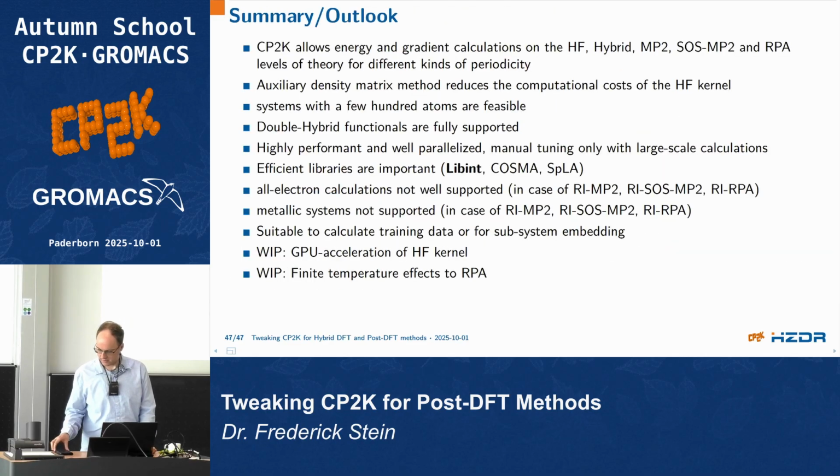Okay, with that, I'm at the end. And we can summarize that CP2K can do these kind of calculations, so basically of all rungs of the Jacob's ladder, and also for different kinds of periodicity. Here I have only shown you three-dimensional periodic systems, but you can also, of course, run these calculations for gas phase molecules if necessary. The auxiliary density matrix method is pretty important for performance, not only for the Hartree-Fock or hybrid calculations, but also for double hybrid calculations.